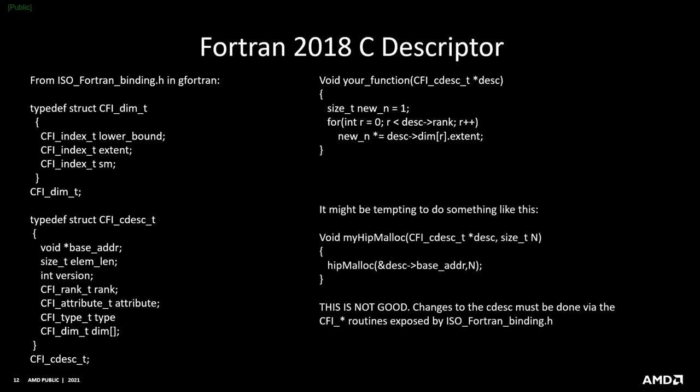I am a C programmer, so I might be tempted to say, hey, you know what? I can use this for hipMalloc, because I can avoid that tedious work of unrolling all the possibilities with hipMalloc by just passing the descriptor and the size, and then I do this base address, because this base address here is just the address of the array that is in Fortran. This is not allowed. This is absolutely not allowed. This is not good, because all the changes to the C descriptor must be done via the CFI_* functions. In this case, it would be CFI_allocate, if I remember correctly.